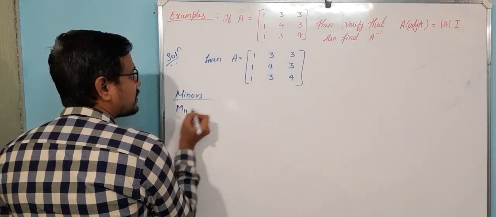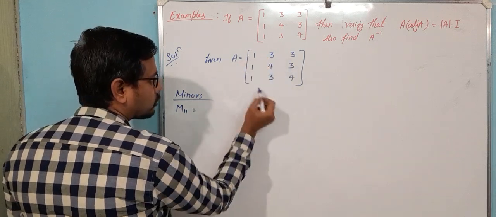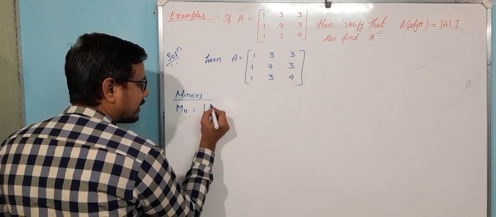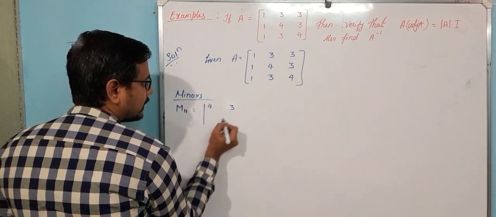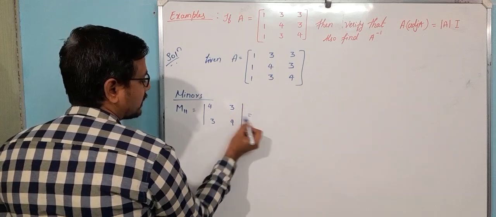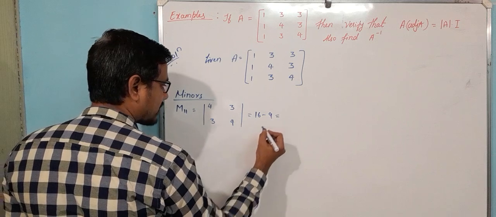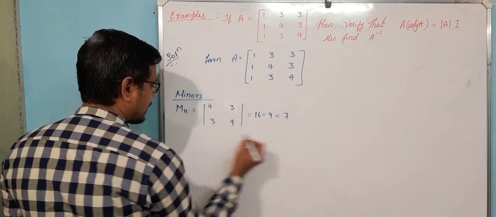M11 is the minor of A11. So leaving the first row and first column, whatever determinant we get, that will be the minor. 4, 3, 3, 4. So this is nothing but 4 into 4, 16 minus 9, which is 7.